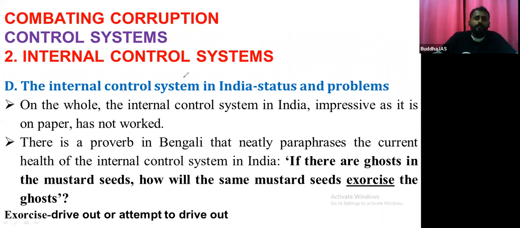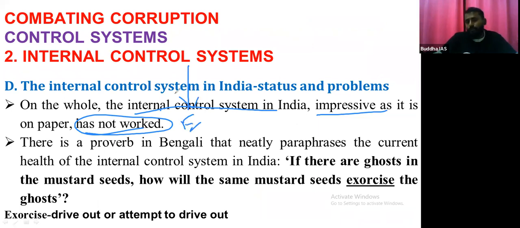Internal control systems in India, status and problems. On the whole, the internal control system in India, impressive as it is on paper, has not worked. Internal control system means the control of an executive by another executive, and it has not worked.